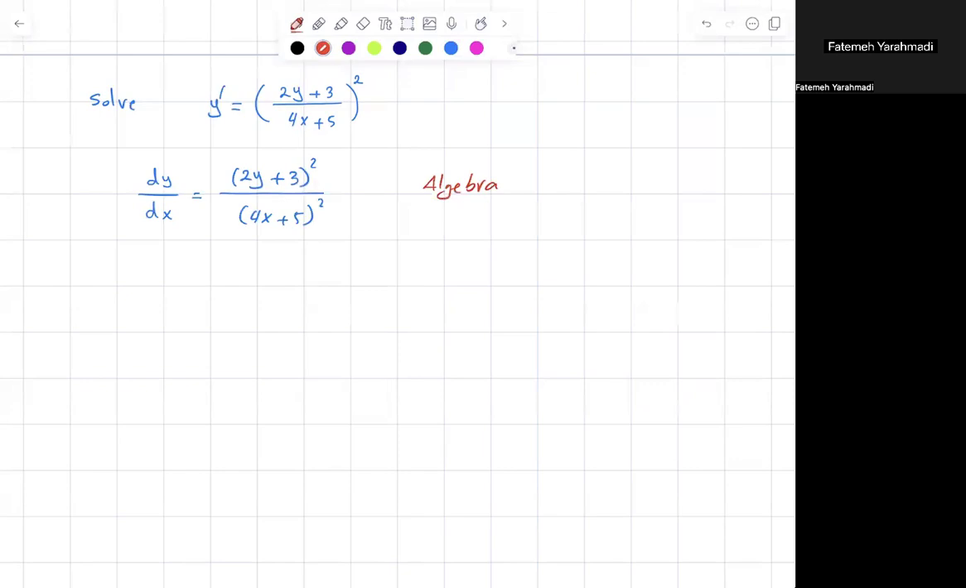Well, let me choose a different color. You can write this as dx divided by (4x plus 5) to the second. And on the right-hand side, you can write this as dy divided by (2y plus 3) to the power 2. Since it's a separable differential equation, we can take the integral.